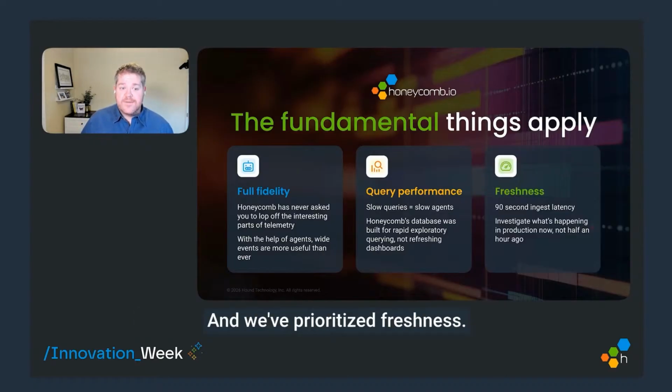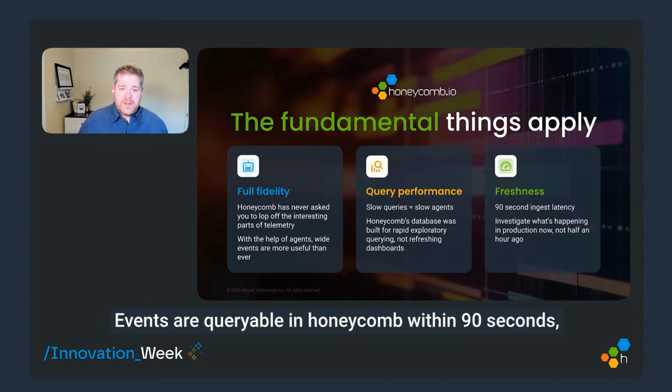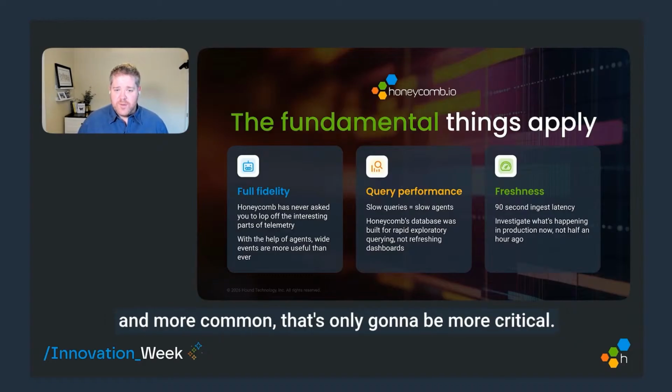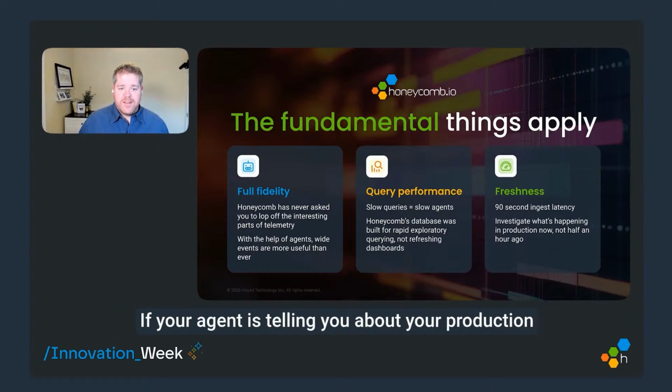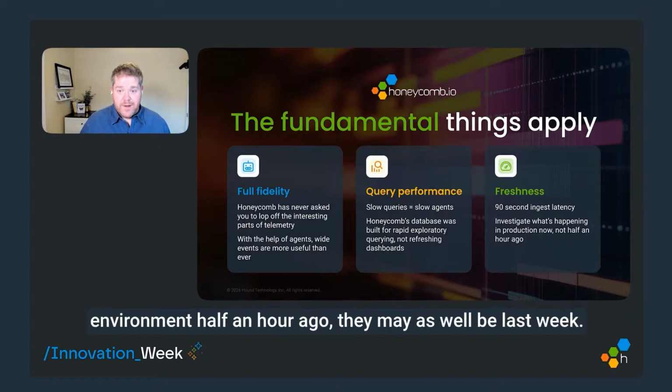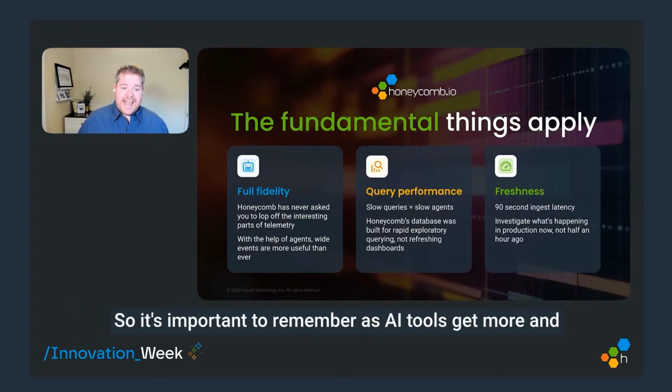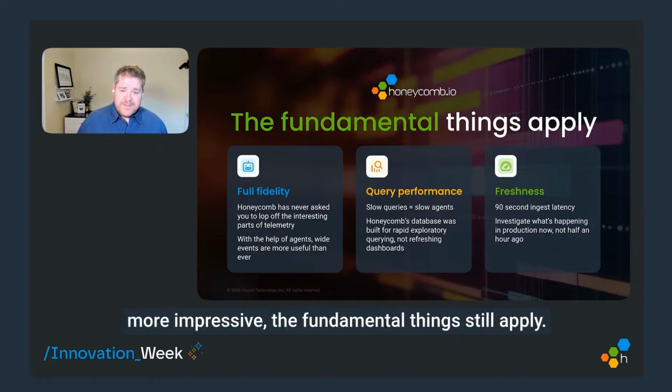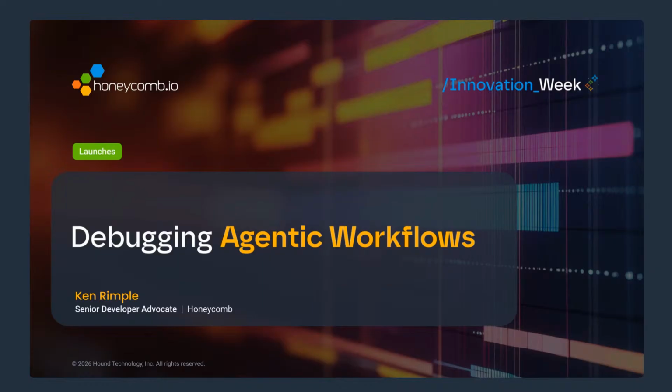And we've prioritized freshness. Events are queryable in Honeycomb within 90 seconds. And as working directly with production gets more and more common, that's only going to be more critical. If your agent is telling you about your production environment half an hour ago, that may as well be last week. So it's important to remember, as AI tools get more and more impressive, the fundamental things still apply.